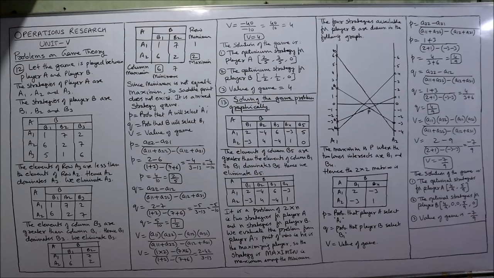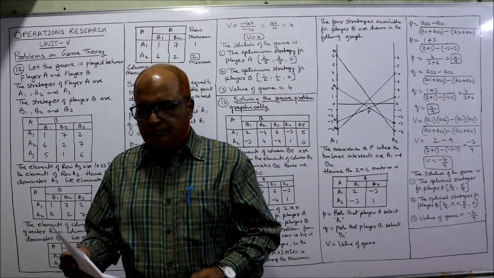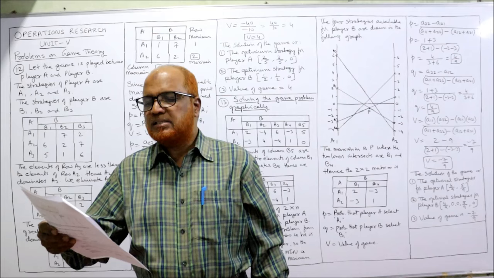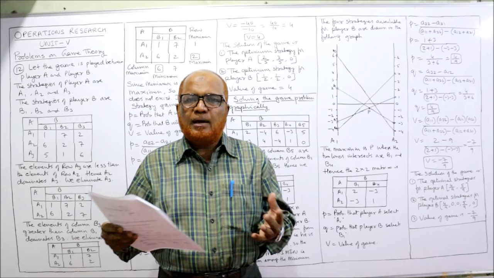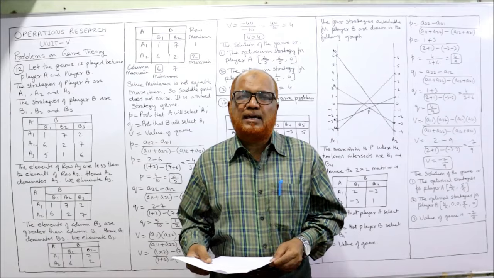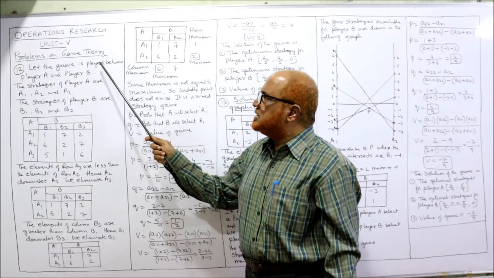Now, see the 12th problem. Problem number 12: solve the following game whose payoff matrix is given below. So simply 3 rows and 3 columns are given. Names of the players and strategy names are not given. So we suppose the game is played by 2 players, A and B. Let the game be played between player A and player B.